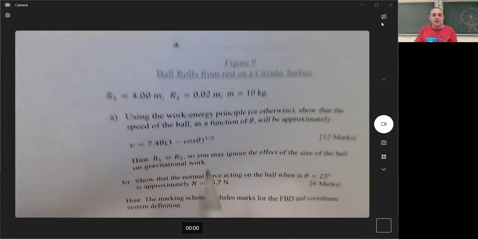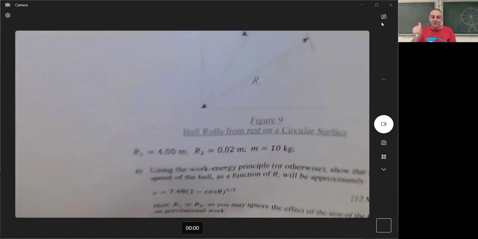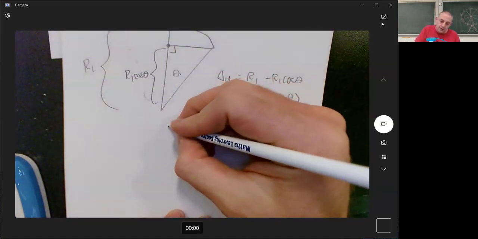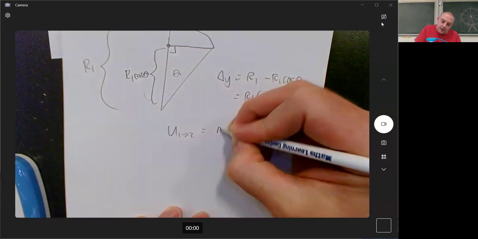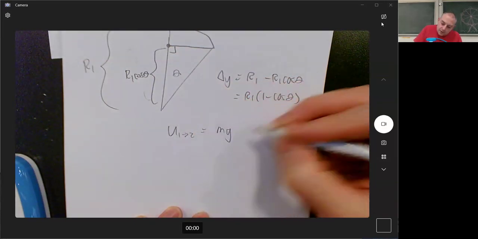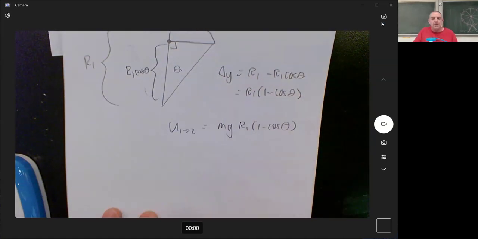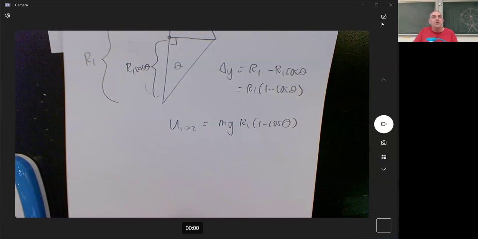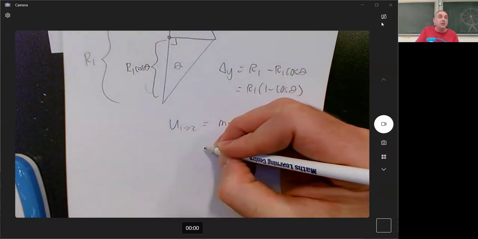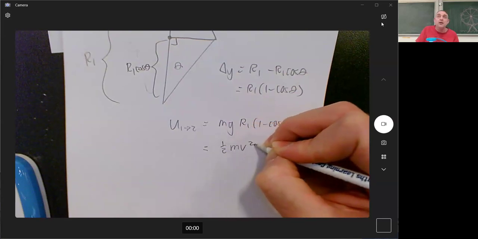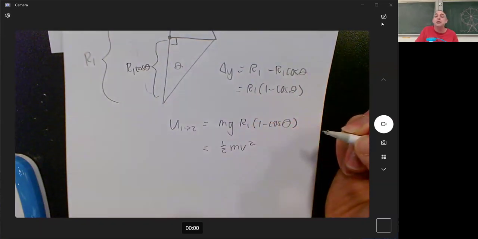So there is a 1 minus cos theta in the formula we're aiming for, so that's a good sign. Okay, and then we've got that U1 to 2 is mg times R1 times 1 minus cos theta. And then the kinetic energy, what did they want? The speed. So we do know that that's equal to the kinetic energy, and kinetic energy is a half of mv squared. Is that right?